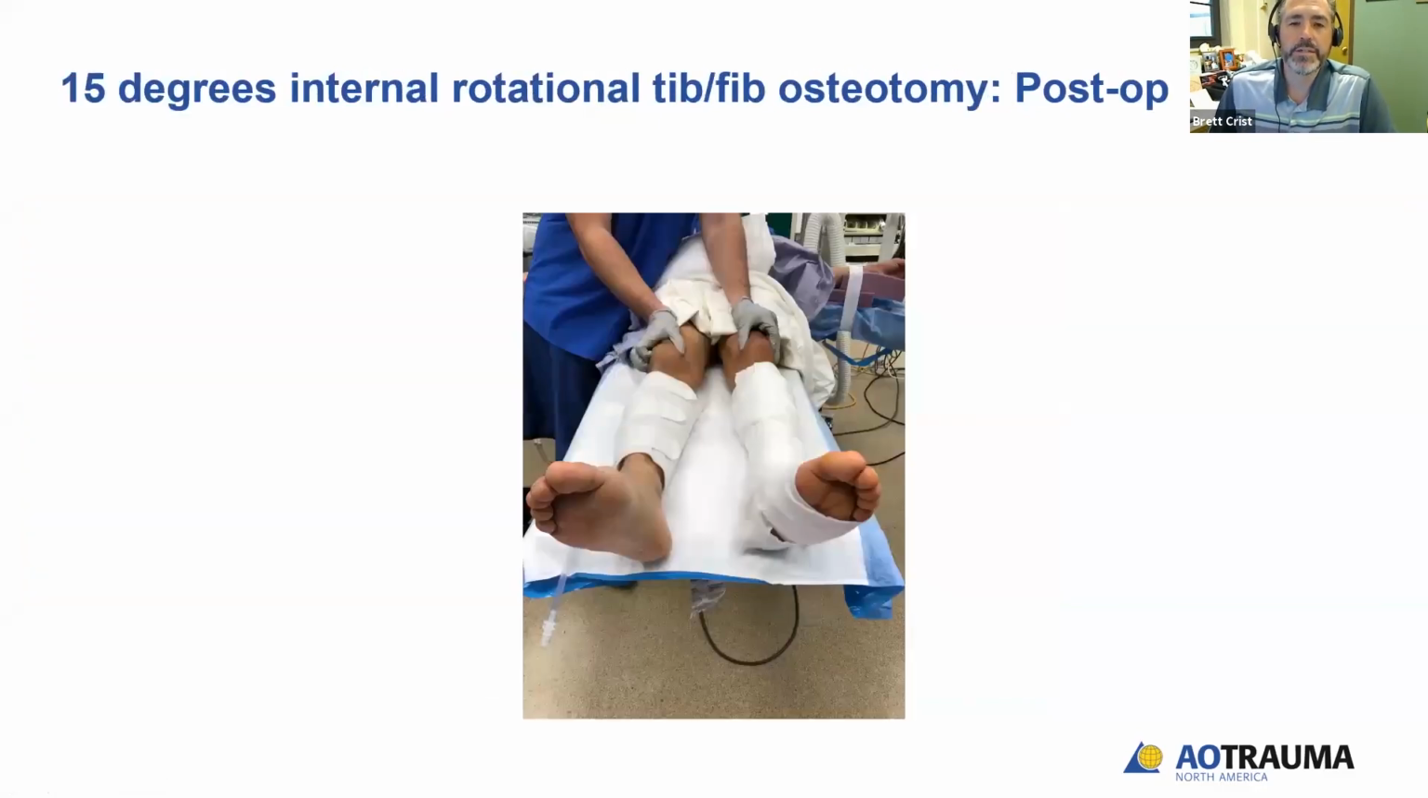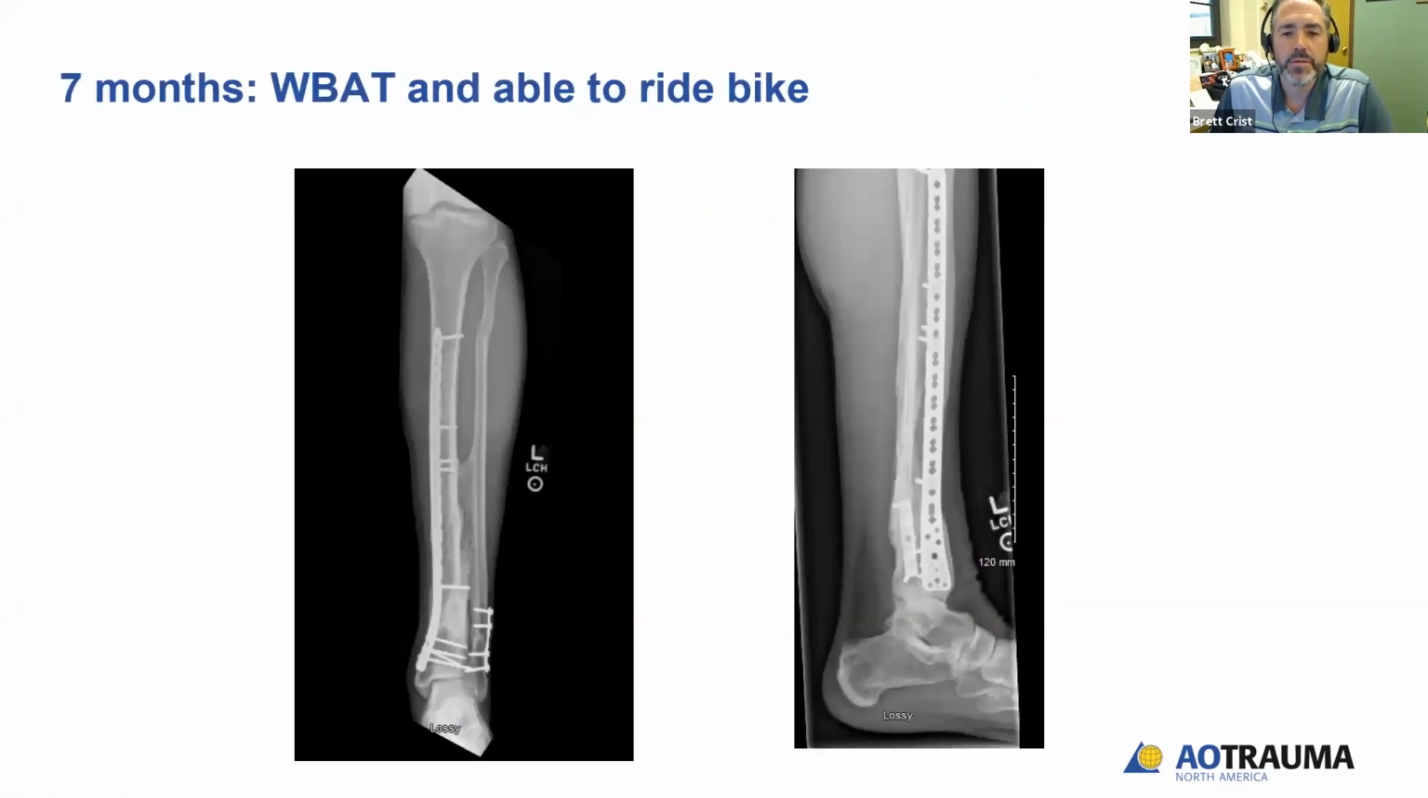So he underwent a rotational tibia and fibular osteotomy, and this is what he looked like before his splint went on. Just by doing that rotational correction, I was able to match his other side. And this is what he looked like at 7 months after the osteotomy, and he was able to ride his bike and he'd healed his osteotomies.